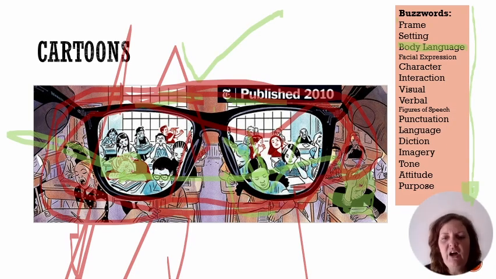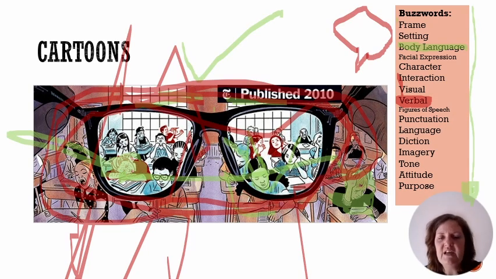You'll see on my buzzwords list that the next word is verbal, okay? And verbal clues, gents, are those things that are written inside the speech bubble in a cartoon. So most cartoons have something that looks like this that has writing inside. And that writing inside is a verbal clue. And that's where we start looking at the words. And we actually now look at the deepest layer of the onion, the figures of speech, the punctuation, the language that can help us understand what is going on in this cartoon.